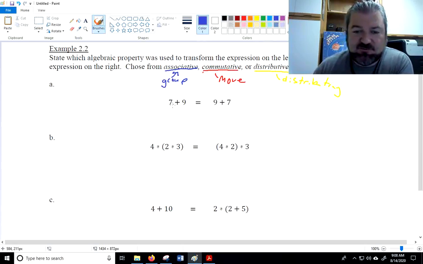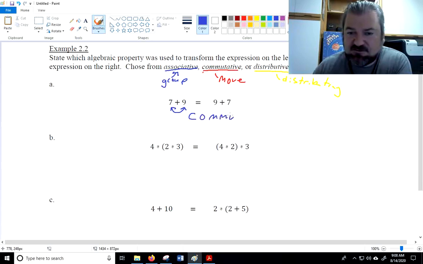Okay, let's start with the first one. 7 plus 9 is equal to 9 plus 7. Can we confirm that this is true? Well, 7 plus 9 is 16. And 9 plus 7 is also 16. So this is true. We can change the order in addition. So what I've done is I've moved the 7 to where the 9 was, and the 9 to where the 7 was. What did we say about moving? Commutative. So this is the commutative.